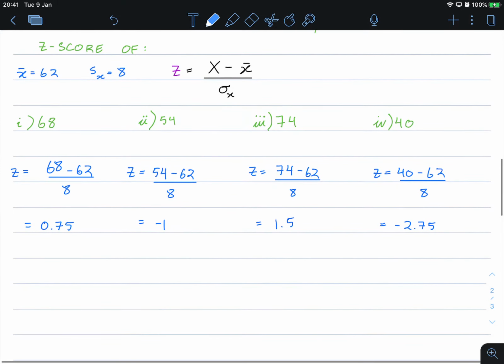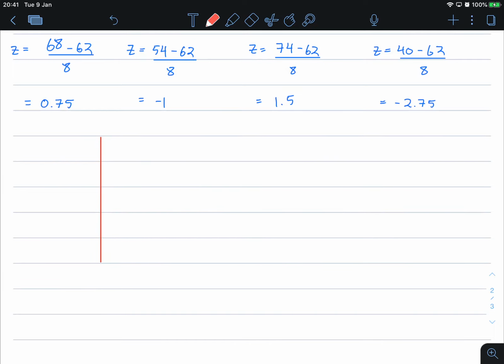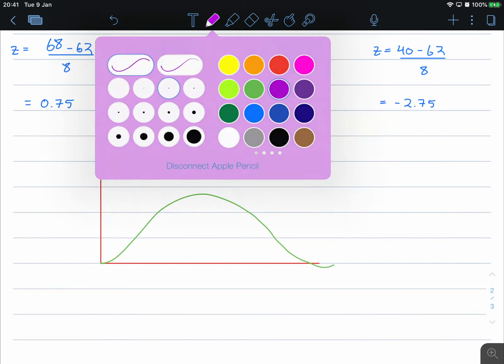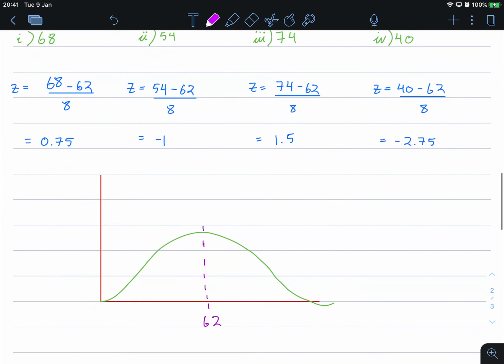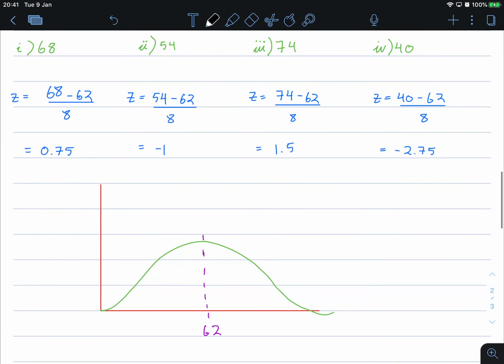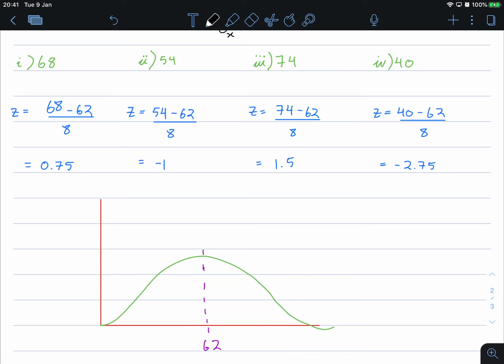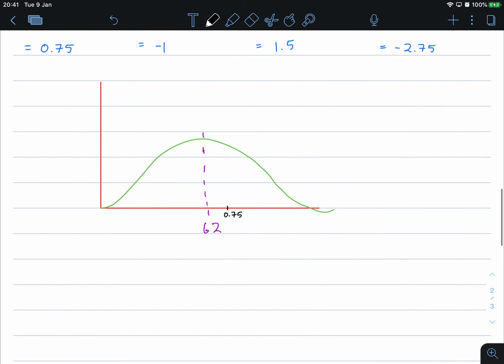Now, that's calculating the Z-score, and I hope that gave you an understanding of how to calculate it, but let's delve some more into this and plot these numbers onto a normal distribution. Let's draw a normal distribution here. For this data set, the mean is 62. If we were now to plot these points onto our normal distribution, 68 has a Z-score of 0.75, so it's positive and should be very close to the mean. That's a Z-score of 0.75, and that is equivalent to 68.